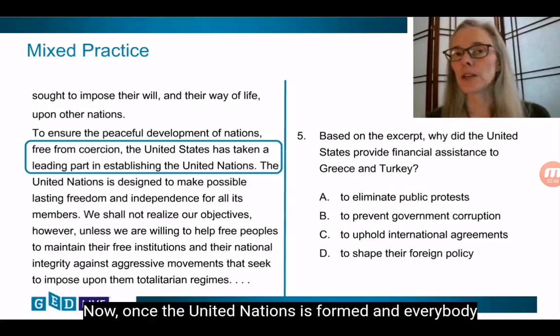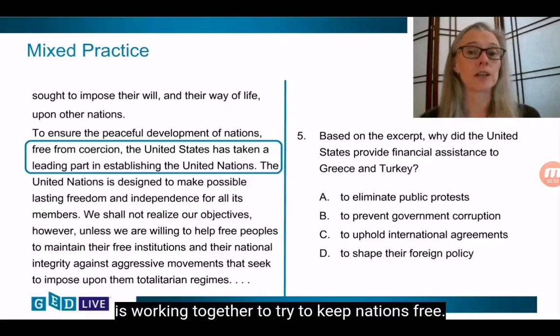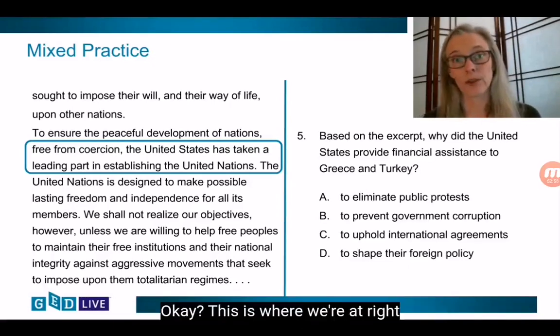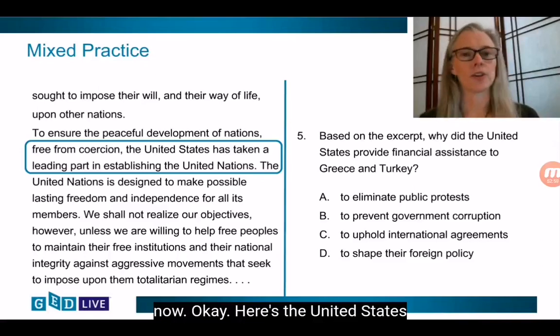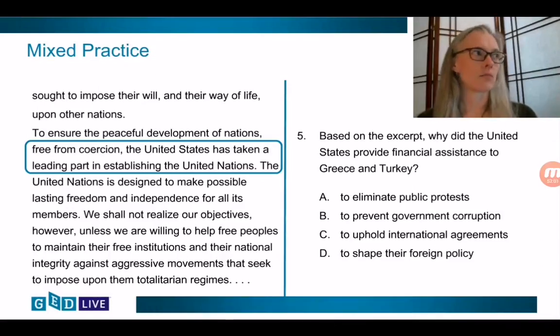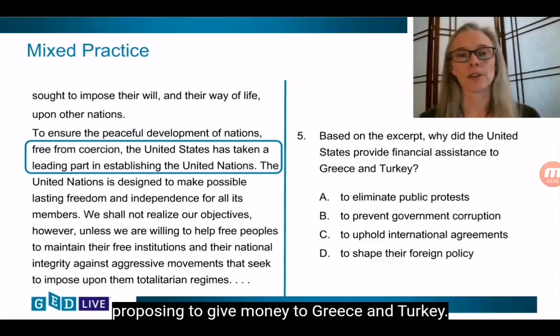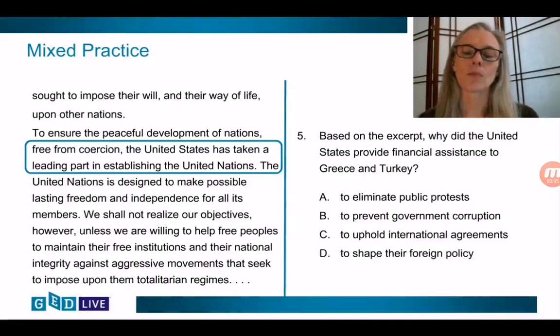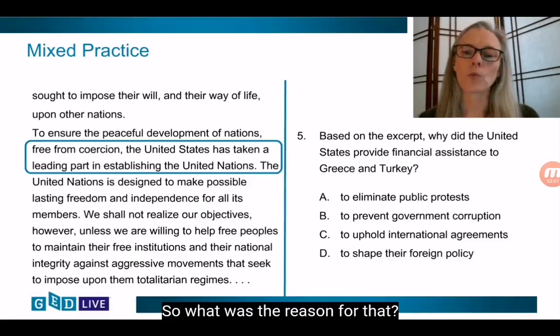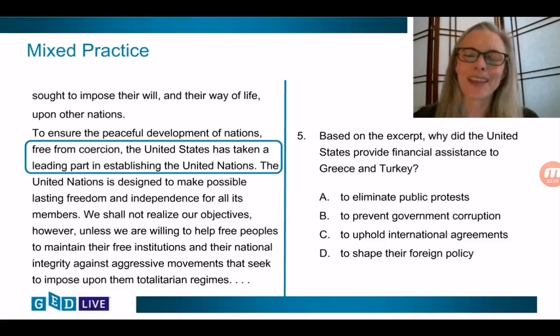Now, once the United Nations is formed and everybody is working together to try to keep nations free, right? This is where we're at right now. Okay, here's the United States proposing to give money to Greece and Turkey. So what was the reason for that?